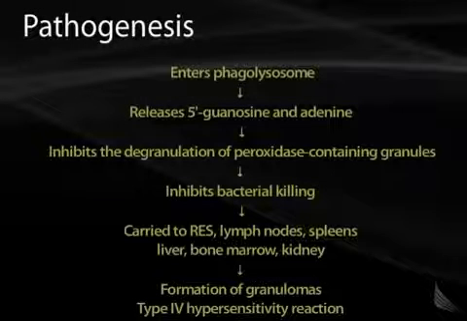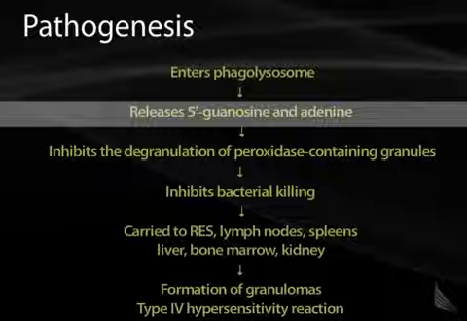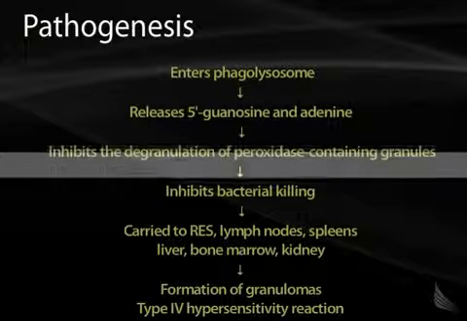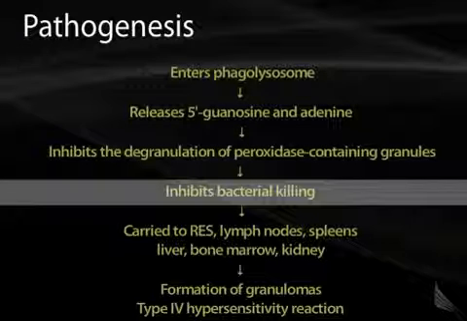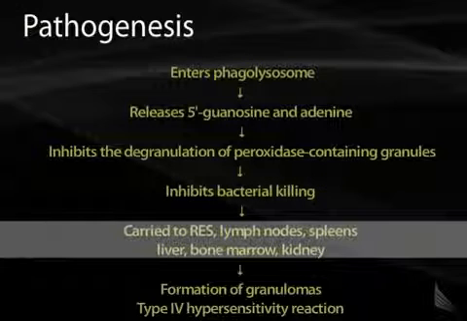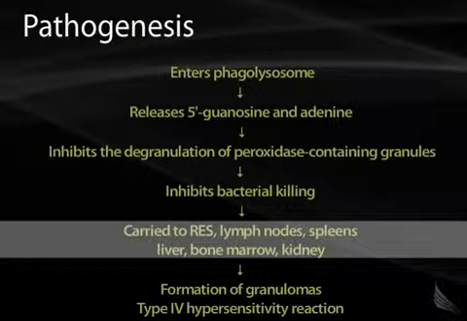The pathogenesis for Brucella includes entering the phagolysosome. Then it releases its 5'-guanosine and adenine. This inhibits the degranulation of peroxidase-containing granules, and that inhibits bacterial killing. So they live inside the reticuloendothelial system. They're carried to the lymph nodes, the spleen, the liver, the bone marrow, and the kidney, and wherever they want to go.